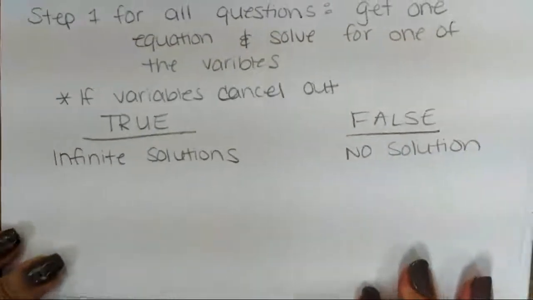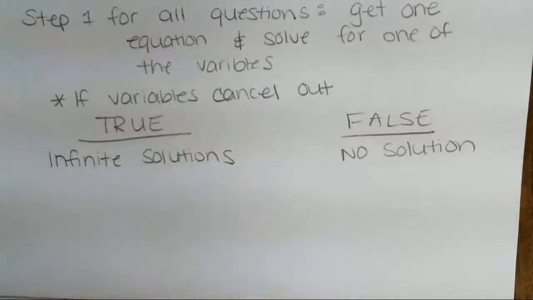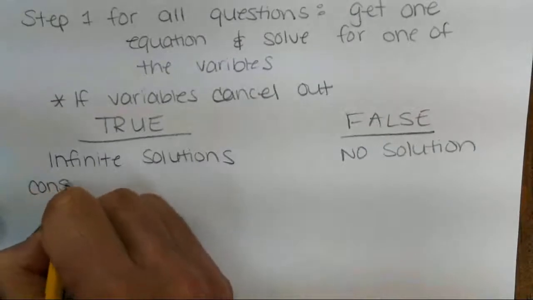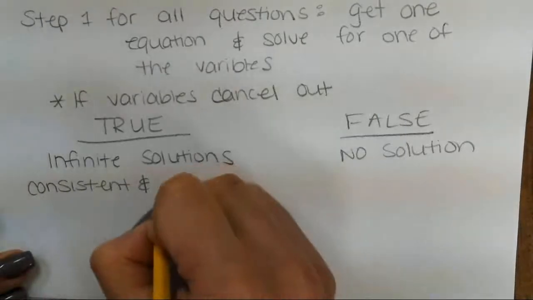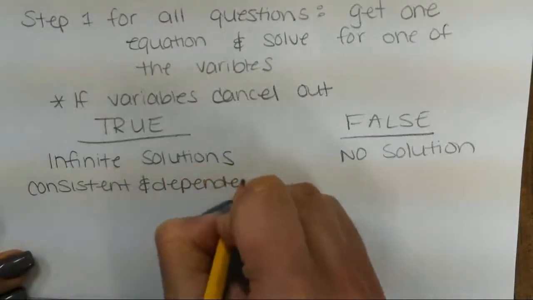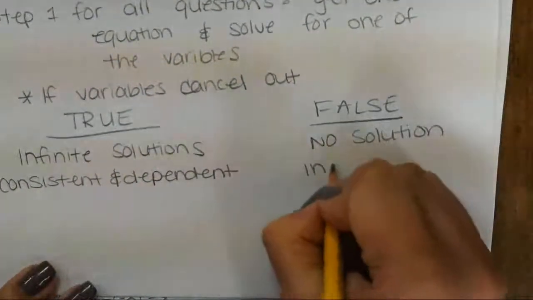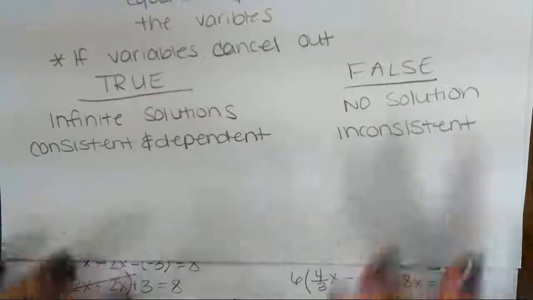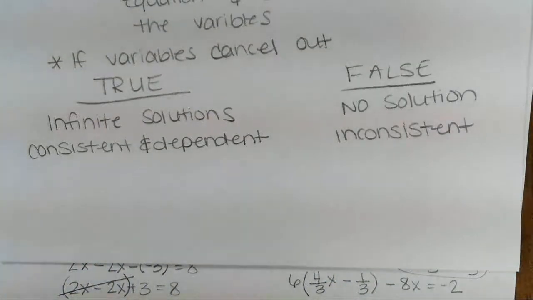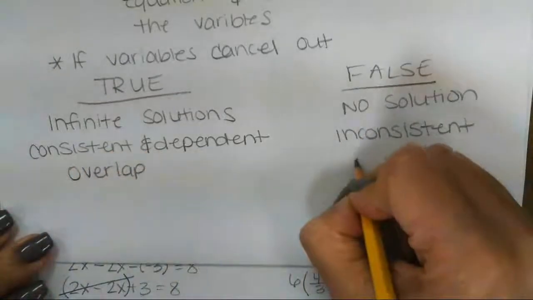Now, if you happen to be asked what type of system you have, a true statement means you have a consistent and dependent system. But if it's false and you have no solution, that means you have an inconsistent system. And if they ask what the lines look like if you were to graph them, the true case is going to be overlapping lines, and the false case is going to be parallel lines.